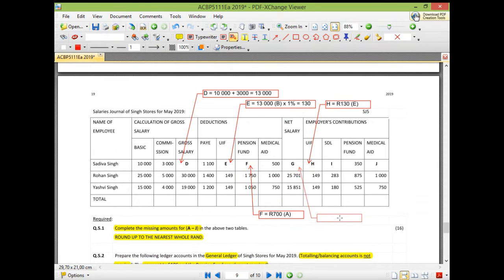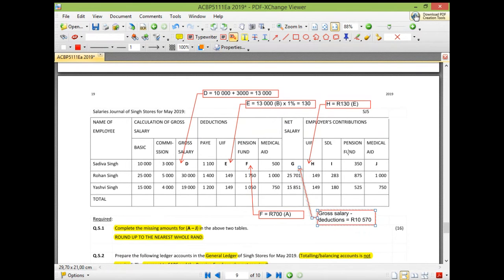Now, how do we calculate the net salary amount? What do we have to do to get to the net salary? Okay, so that's gross salary less the deductions. Now, if you do the calculation, you should get to an amount of 10,570. Okay, so H we've already done. It's the same as the amount in E.